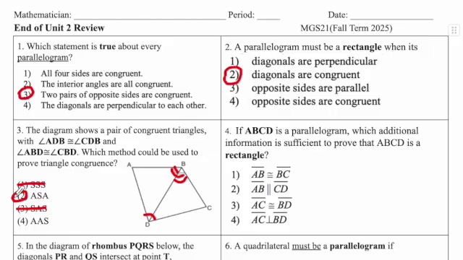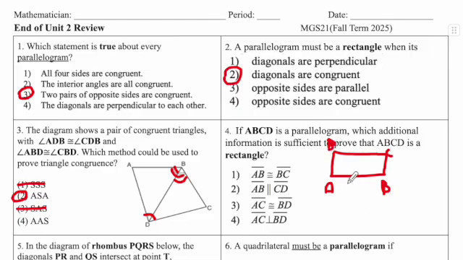Okay, so number 4, if ABCD is a parallelogram, which additional information is sufficient to prove that ABCD is a rectangle? So I'm just gonna make this parallelogram A, B, right, C, D. That's a D.